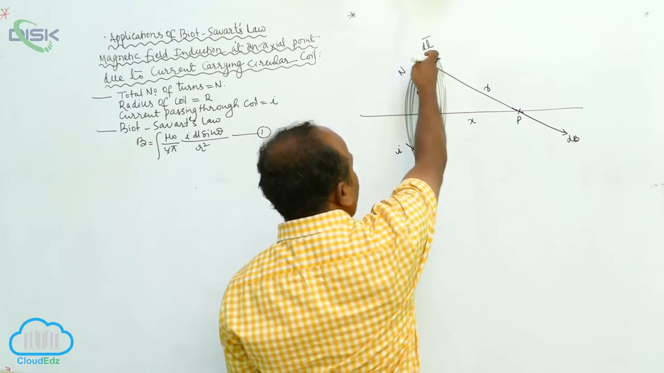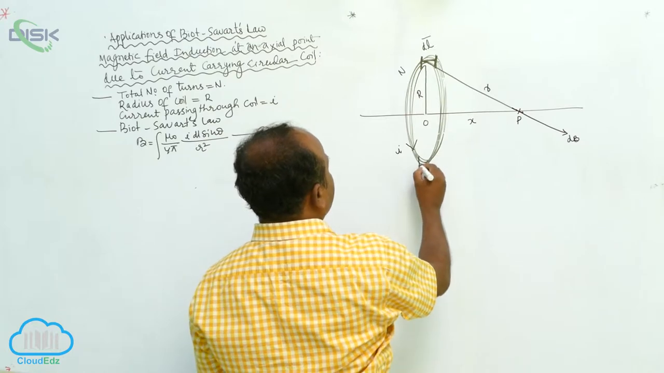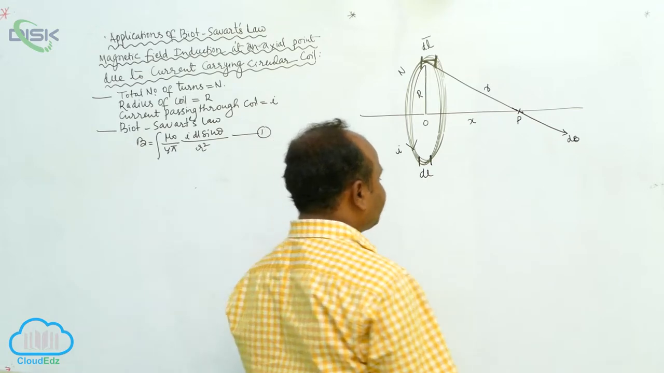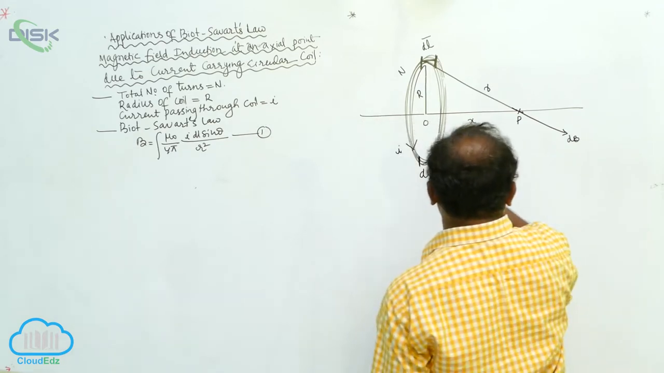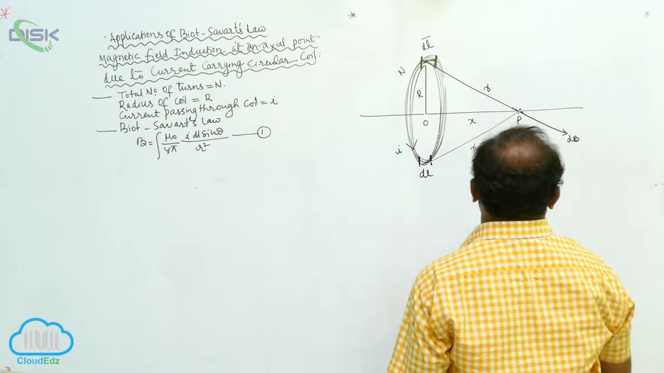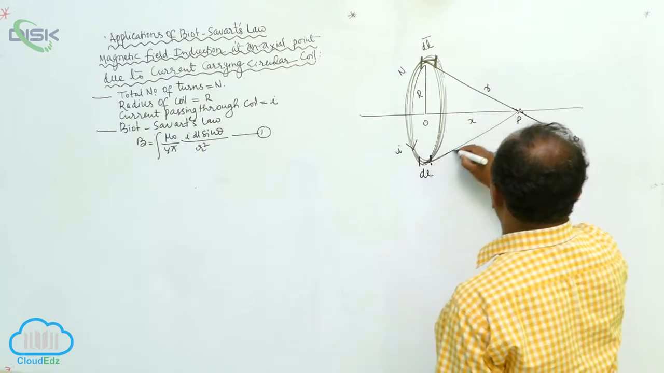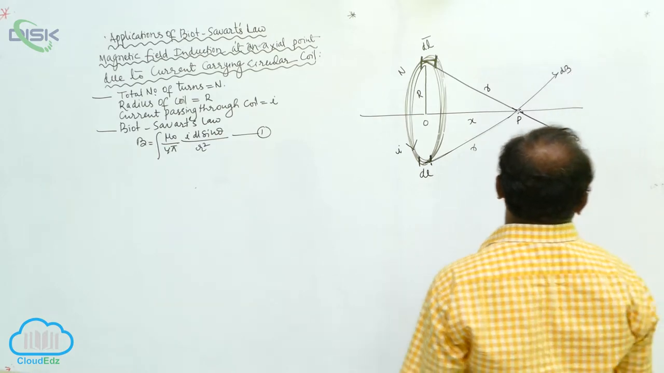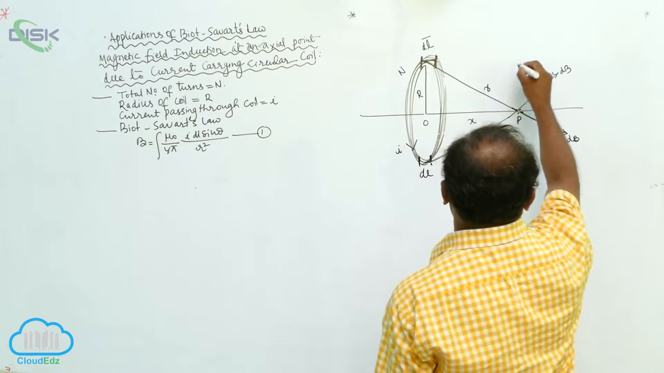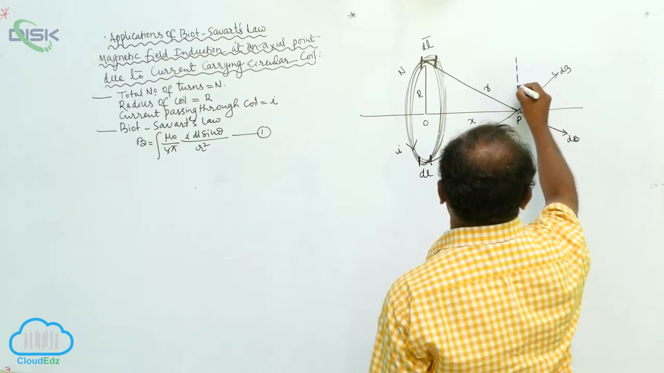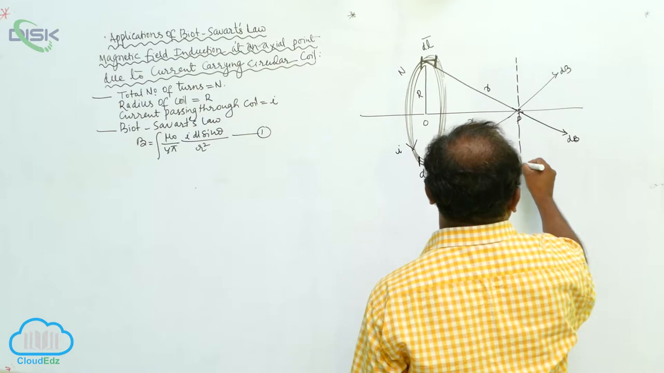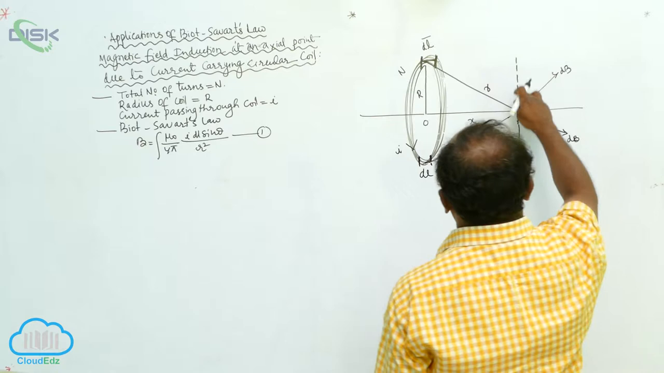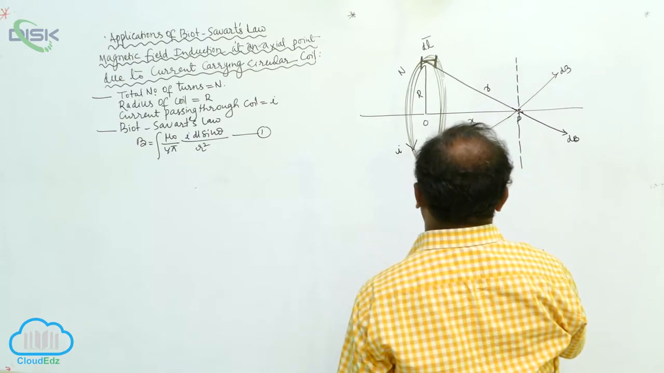Similarly, on the exactly opposite side, there is another small element dl, which is again at a distance of small r. Due to that small element, the magnetic field induction is also dB. This is the center. This is the vertical. Now this is called the axial line of the coil, an imaginary line perpendicular to the coil.